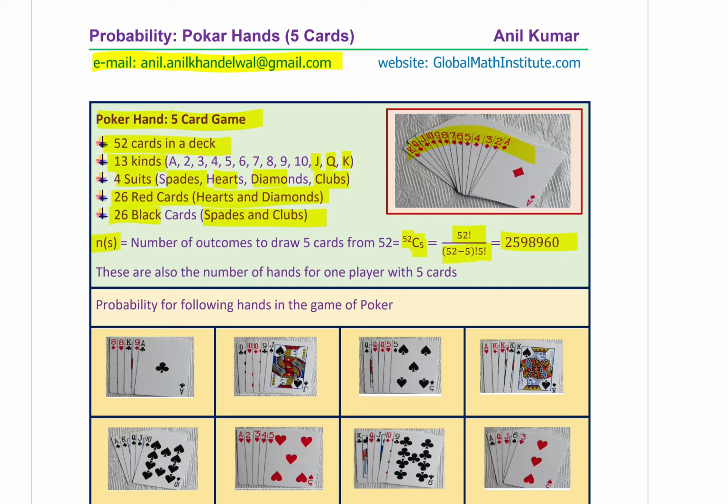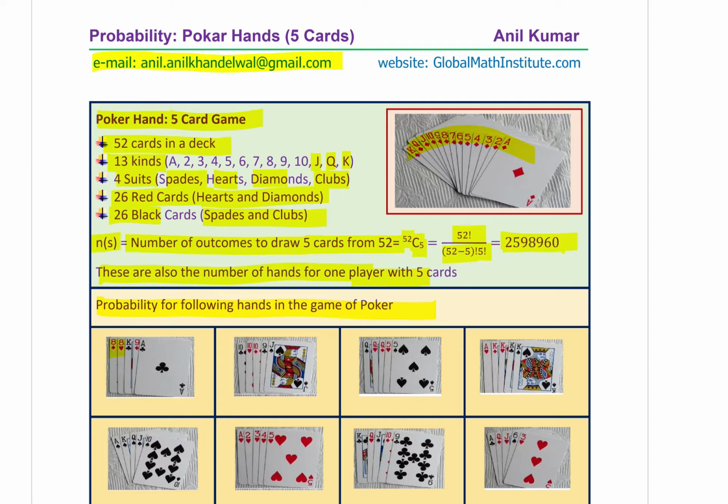So when we say that the number of outcomes to draw 5 cards from 52 is 52 choose 5 and we get a value, that also indicates that these are the number of hands for one person with 5 cards, right? So sometimes the question could be how to find the number of hands when 5 cards are chosen from a deck of 52. As far as the question goes, at the very beginning, I should tell you, without giving you a long lecture, what we are going to discuss.